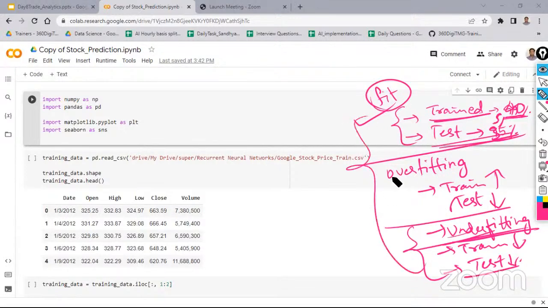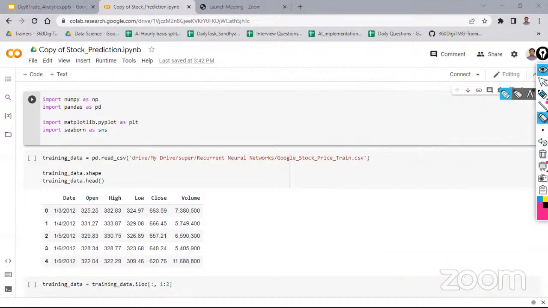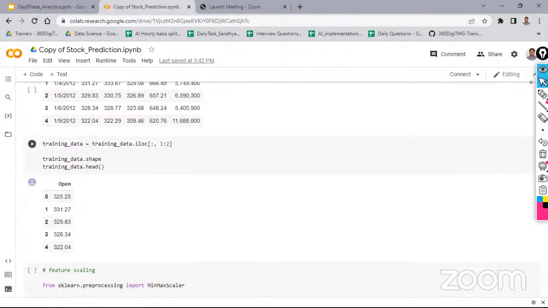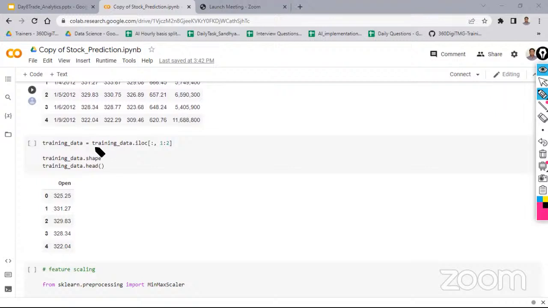So you need to keep this in mind when you are training the data. When you are considering the data, you first get the data and read that as training data. So you read the data: date, open, high, low, close, volume. So now I have considered the data. Now I am considering the training data with iloc, with the complete rows, all the rows.